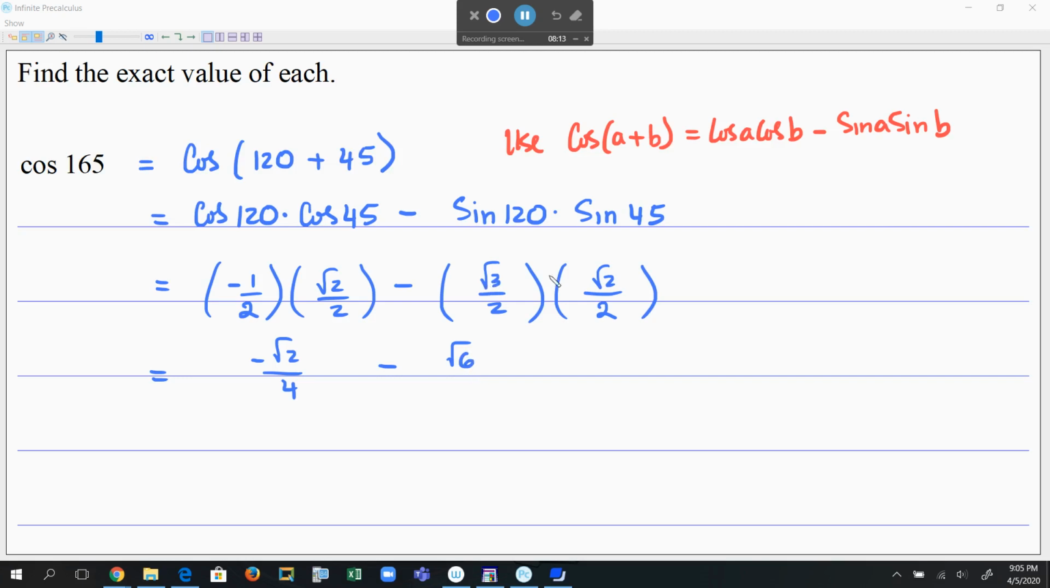When you multiply the two radicals, you just multiply the numbers inside the square root, so 3 times 2 is 6, divided by 4. Now we have two fractions with the same denominator, so we go ahead and subtract the numerators.